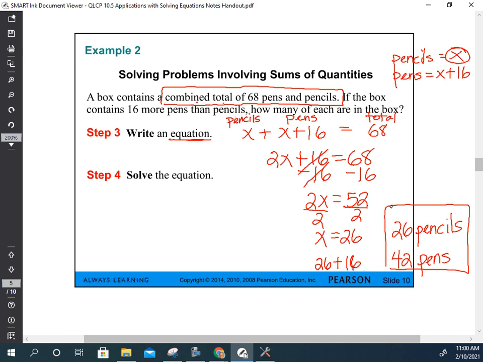That's right. So the directions said how many of each were in the box. If you just solved for X, that means you just found out how many pencils there were. They want to know how many of each there were. So now you take the 26 and plug it in, do that quick adding, and then you get the number of pens.